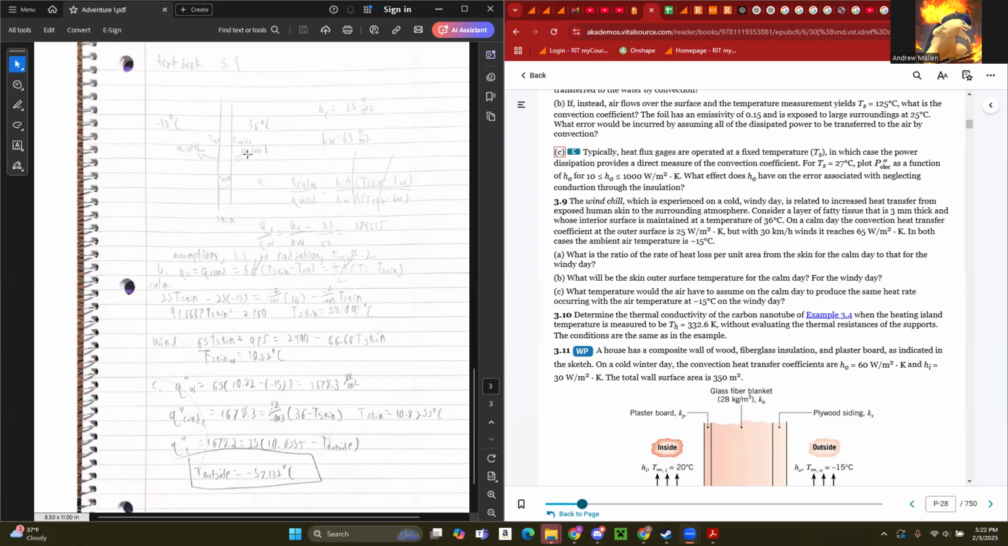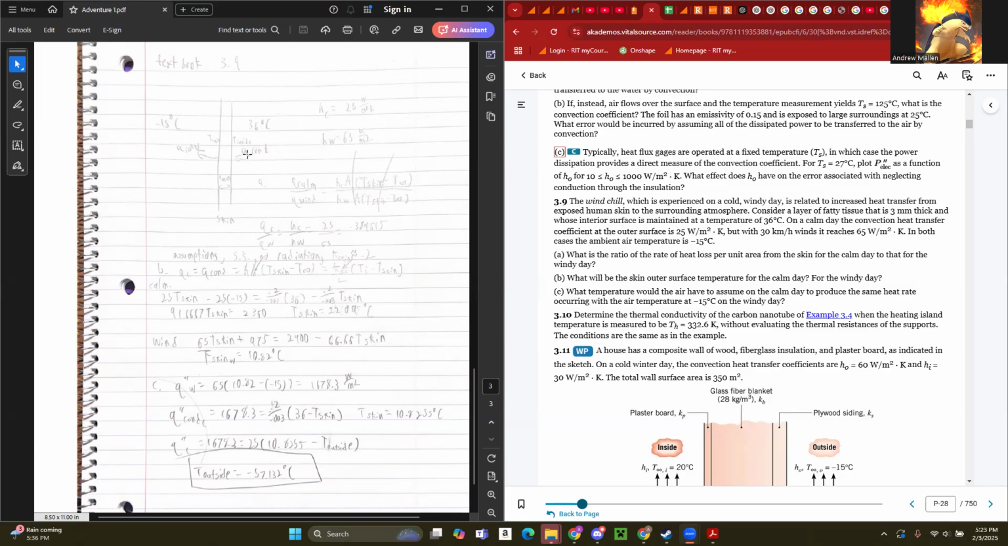So the first part of the problem asks what is the ratio of heat loss, or the heat flux, on a calm day versus a windy day. This can very easily be done by putting the heat flow on a calm day over the heat flow on a windy day. The heat flow due to convection is simply the convection coefficient times the cross-sectional area times T1 minus T2. In this case, it would be T skin minus T ambient.